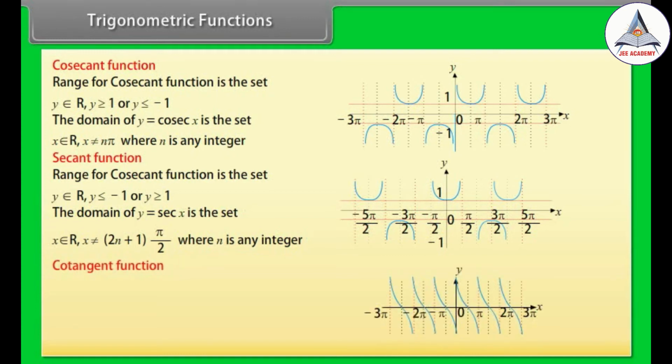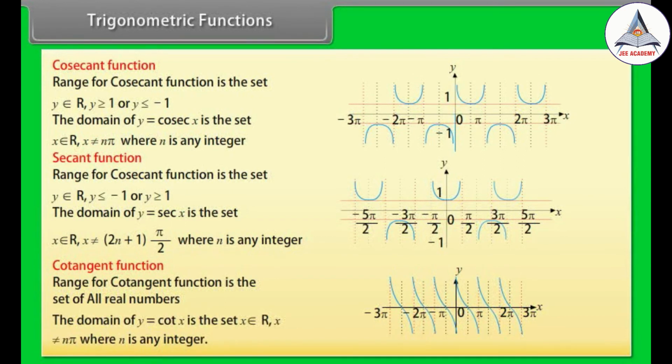Cotangent function. The range of the cotangent function is the set of all real numbers. The domain of y = cot x is the set x belongs to real numbers, x not equal to nπ, where n is any integer.